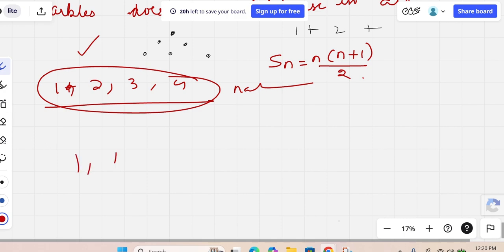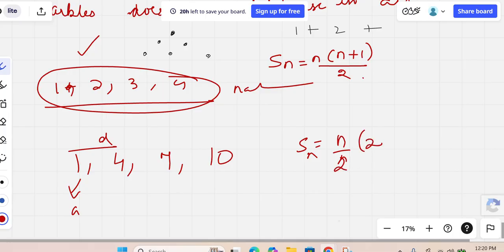But if it was 1, 4, 7, can you go for natural number? No. It looks like a proper AP. Here, this is your A, your D. You have a D. You will have to find the sum using Sn is equal to n by 2 into 2a plus n minus 1 into D. This formula you will have to use. So the first formula is only for natural numbers. Exactly. Ma'am, but why can't we use the same formula to find that?